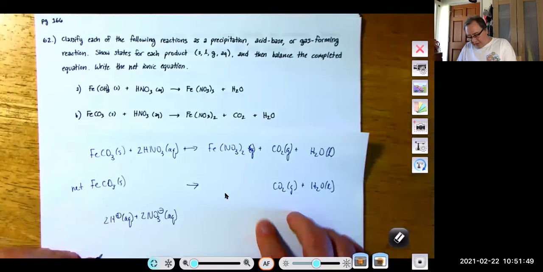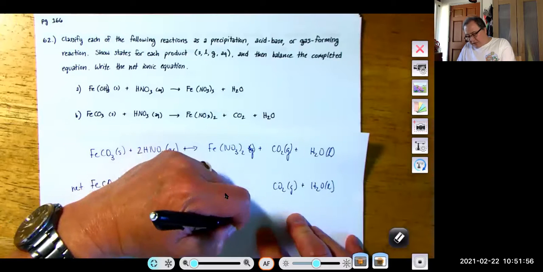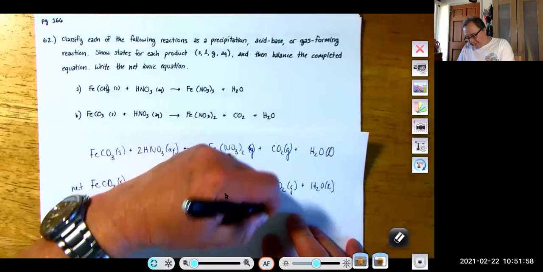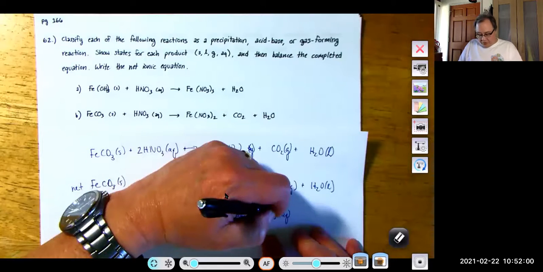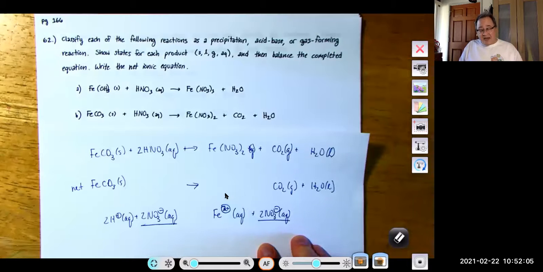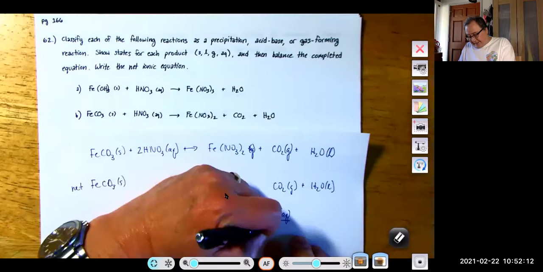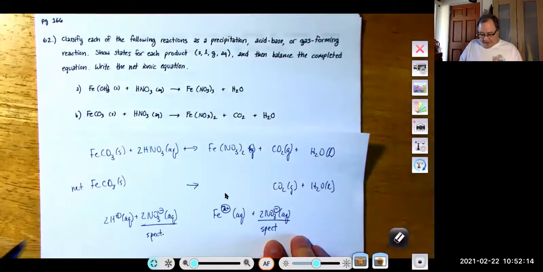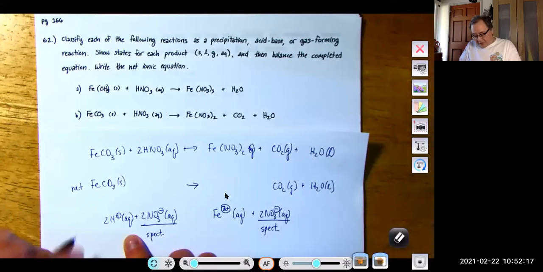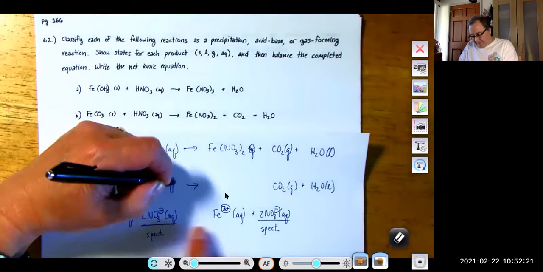Here you've got 1 iron and you've got two nitrates. You can see that the two nitrates and the two nitrates are exactly the same. They're both aqueous, so these are spectators. I'm going to put SPECT, specs. And so I need to include these two hydrogens in my net and this one iron in my net.